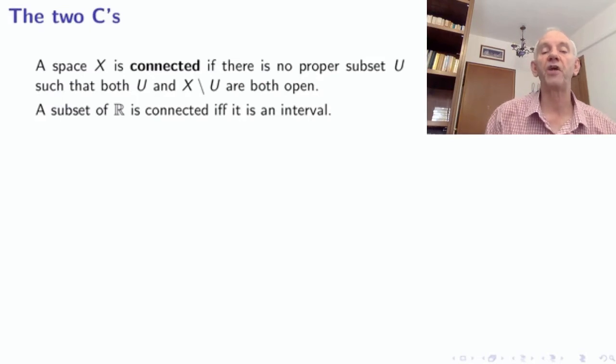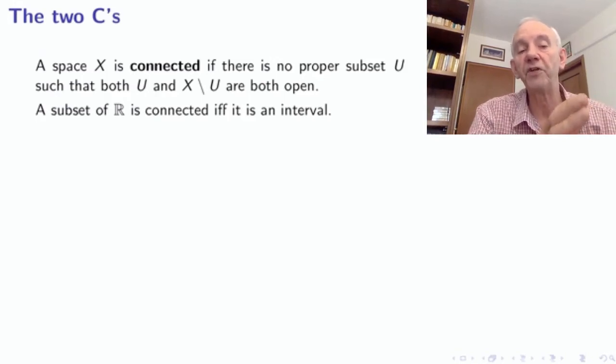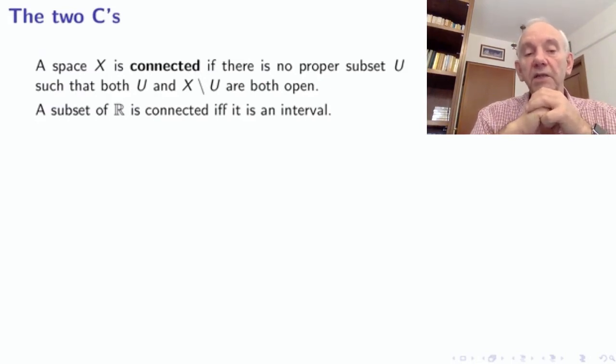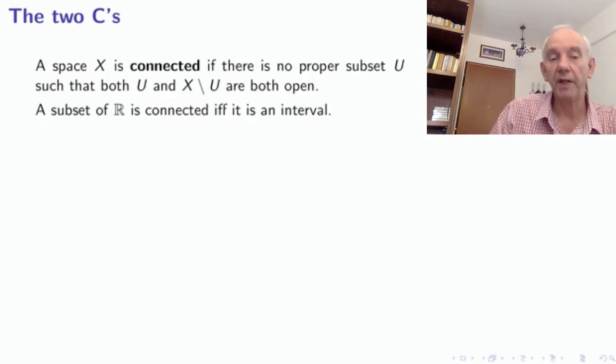Now, if you take the usual definition of the topology in the real line, then you can prove, it's not completely trivial, but you can prove that a subset of the real line is connected if and only if it's an interval. It could be the whole real line, of course, because by definition, the whole real line and the empty set are both open. Or it could be a half infinite interval, or it could be a finite interval, which is either closed or open, or half closed or half open. All those are connected, and those are the only connected subsets of R, the real line. So that's the notion of being connected.